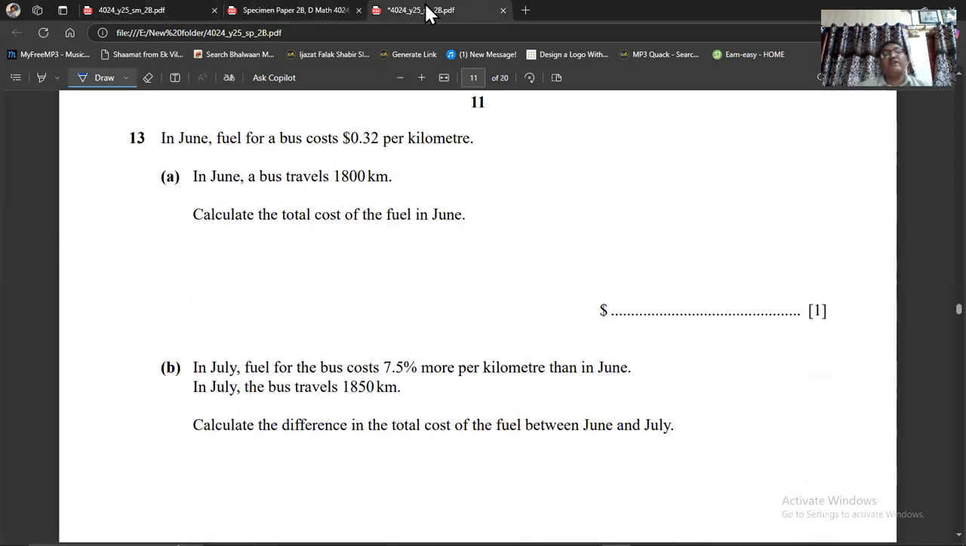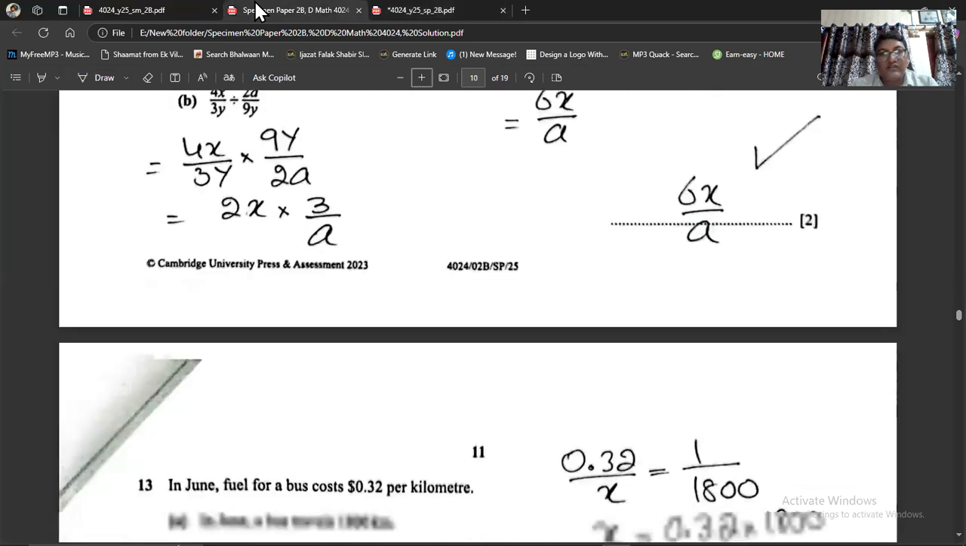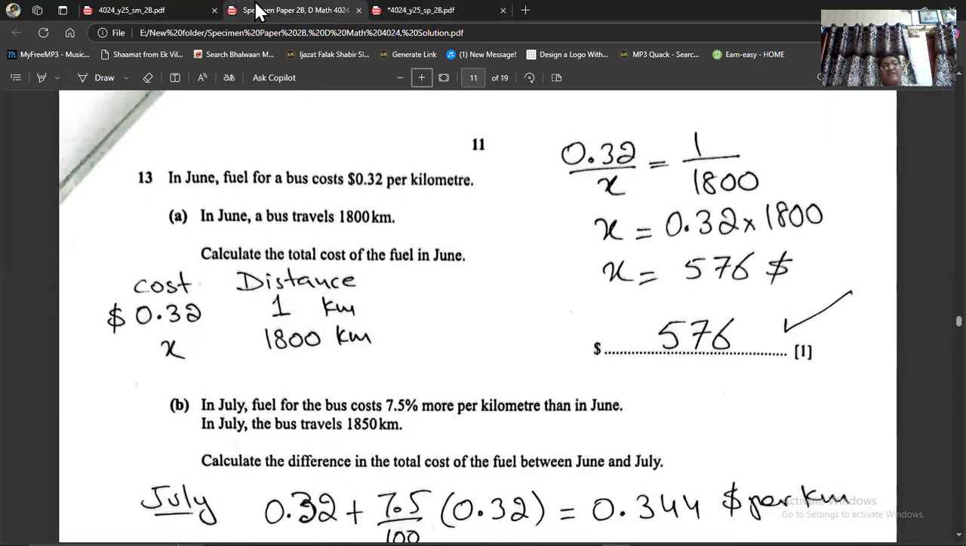The next question on your screen is question number 13. He says, in June, fuel for a bus costs $0.32 per kilometer. In June, a bus travels 1800 kilometers. Calculate the total cost of the fuel in June. We are going to use the method of proportionality. We will write distance and we will write the cost. 1 kilometer costs $0.32. And when we have 1800 kilometers, what will be the cost? That is the question.